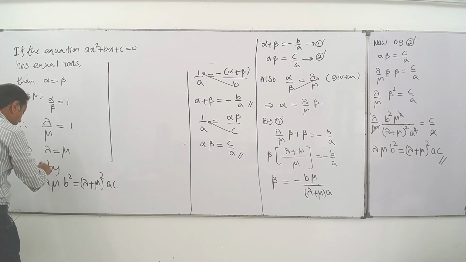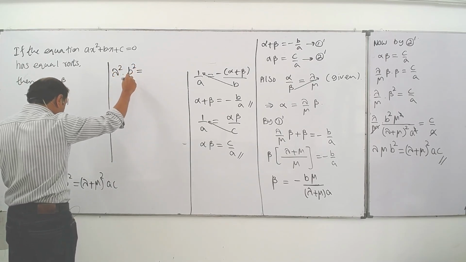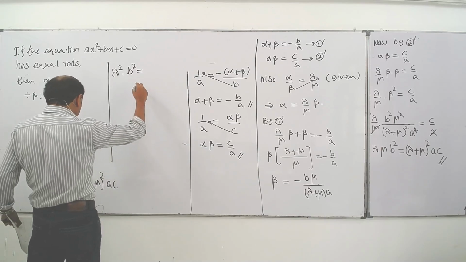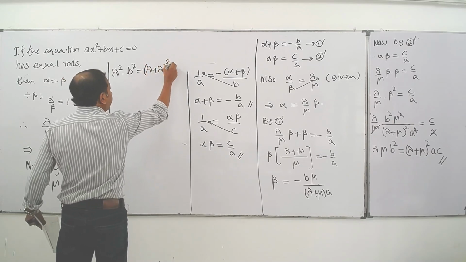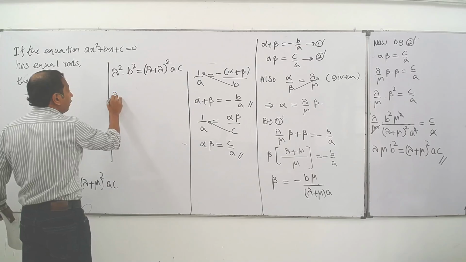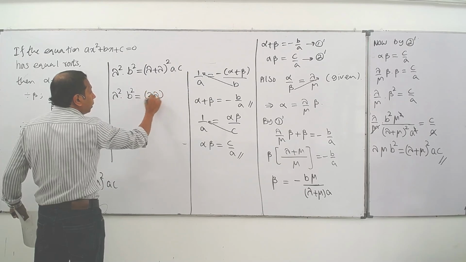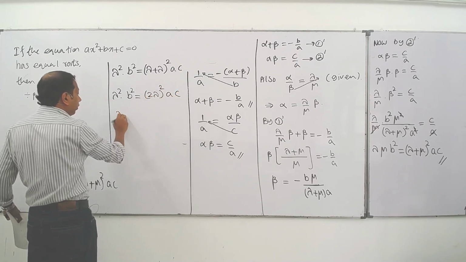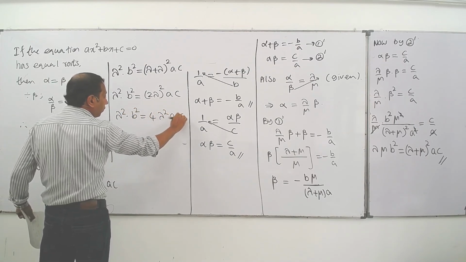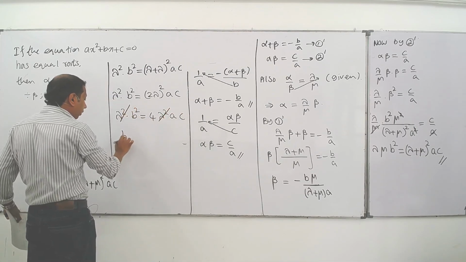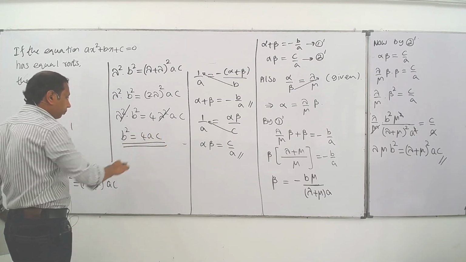For this mu, put lambda, then lambda squared b squared. Here for the mu, put lambda, lambda plus lambda, perfect squared ac. Lambda squared b squared equals 2 lambda perfect squared ac, so lambda squared b squared equals 4 lambda squared ac. These two you can cancel down. b squared equals 4ac. This way we get that answer too.